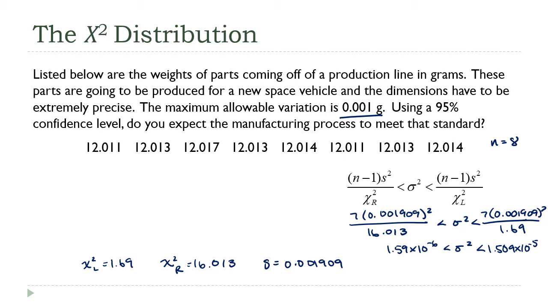And, okay, so that's a variance, right? But I don't want the variance, I want the standard deviation. So just take the square root of all three sides. If you do that, you get 0.00126 less than sigma less than 0.00388. Okay. So there's my range. I am 95% confident that the population standard deviation is in there somewhere.